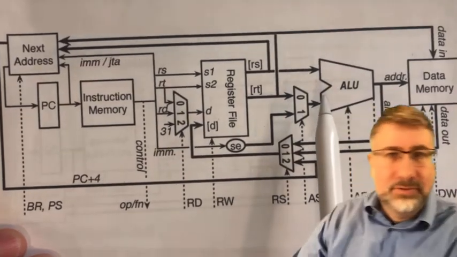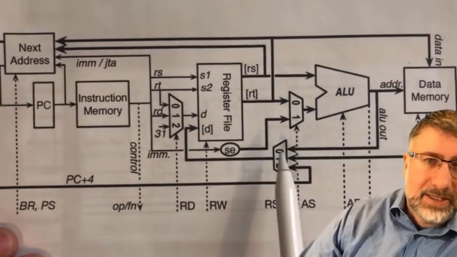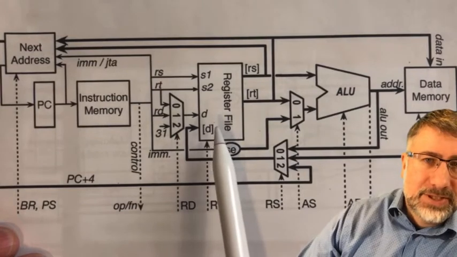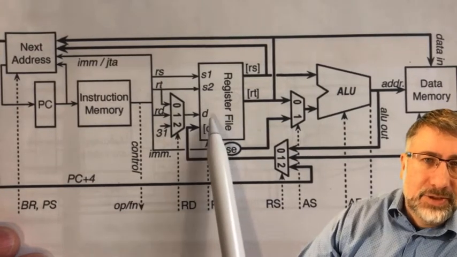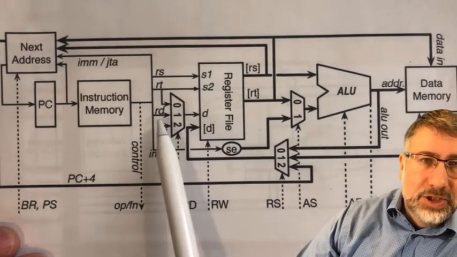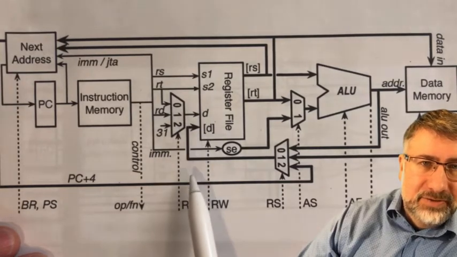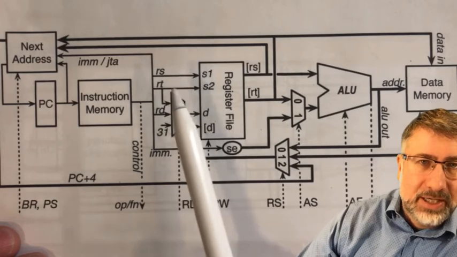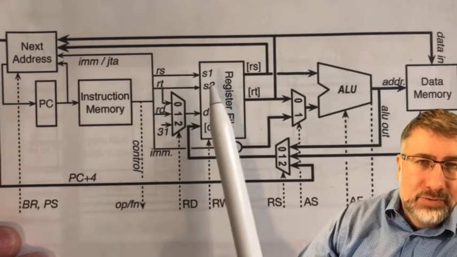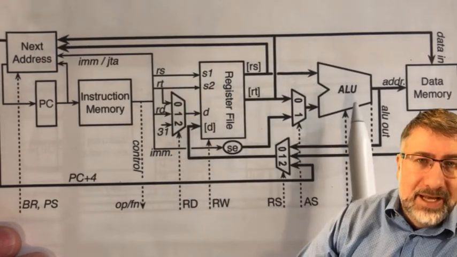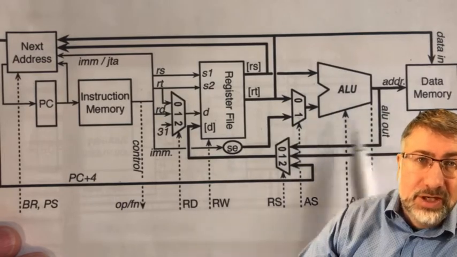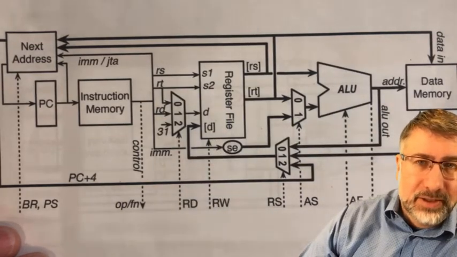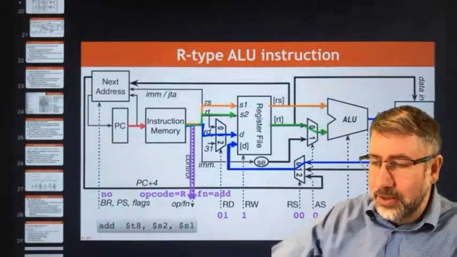Then the result from the ALU comes back, passes through a multiplexer, and is presented at the register file to input D, which is specified by RD. Again, we have to make a few choices in our multiplexers, but in general, that's what happens. So we specify RS, RT, RD. Those 2 values are presented to the ALU. The ALU does something based on the function code, and the result is placed back in the register file in the register specified by RD.